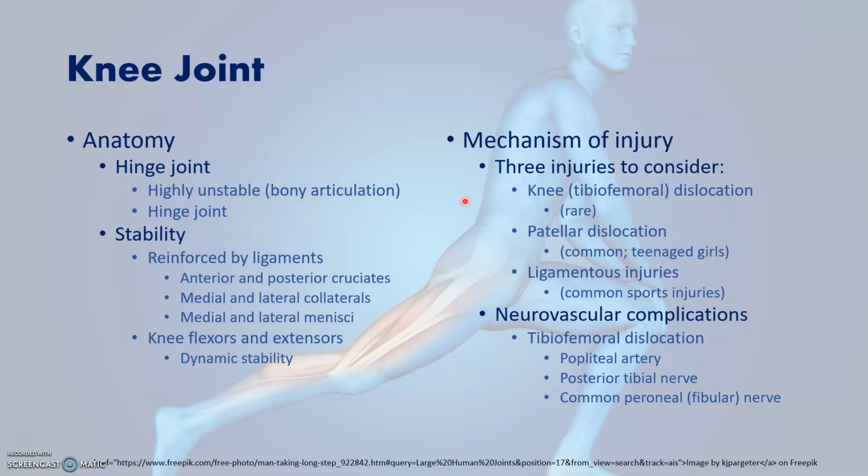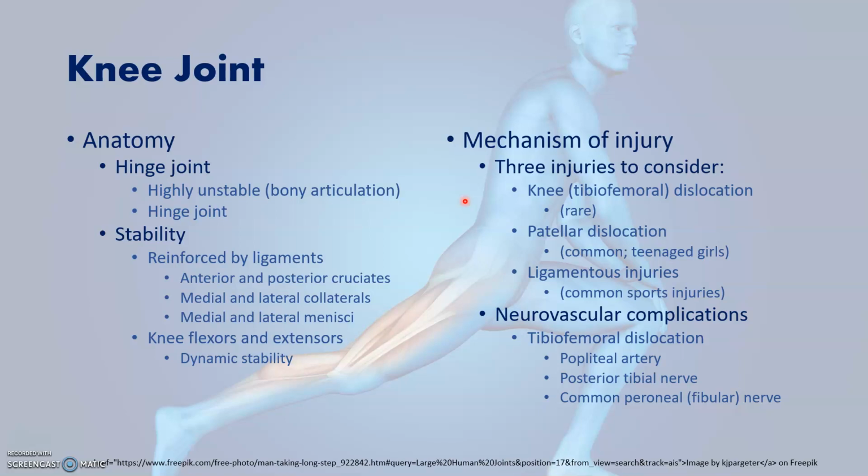Dynamic stability is also provided by the flexors and extensors of the knee, and these strong muscles have an important part to play. When we're thinking about mechanism of injury, there are 3 injuries to consider: knee dislocation, which is rare, patellar dislocation, and ligamentous injuries. And we'll go into these a little bit more on the next slide.